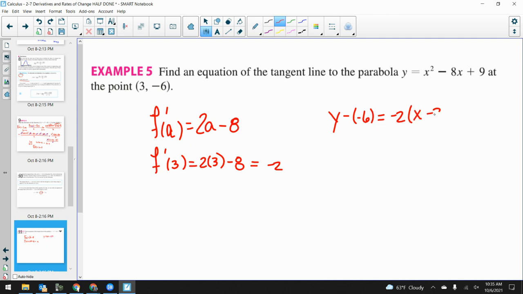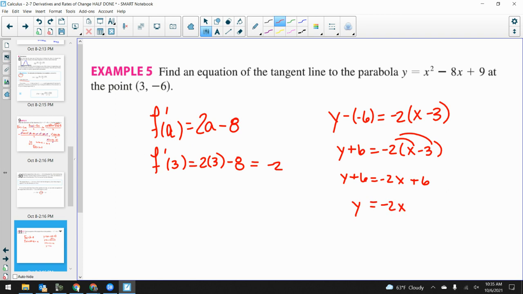And then we have x minus 3. So in other words, y plus 6 equals negative 2 times x minus 3. And again, all I did was take the point 3 comma negative 6, plug it in, and use the f prime of 3 with my slope. That's where I got the negative 2. Distribute. Oh, look at that. Those 6's will cancel. y equals negative 2x. Is that really all it comes out to be?